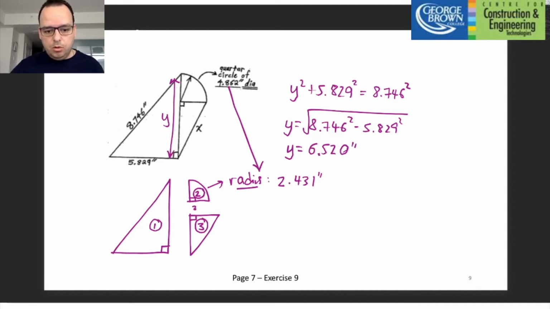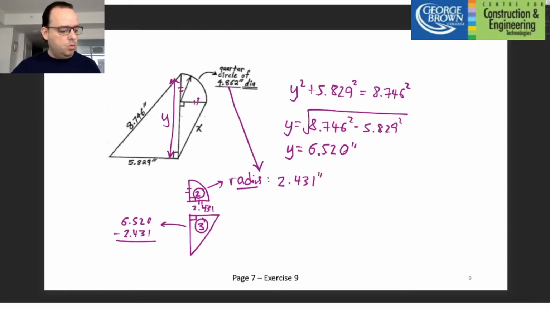Now that allows you to actually draw and calculate information on triangle number 3. So down here, this is 2.431. But this length over here is a bit more difficult. So I'm going to just remove this triangle here. This length here is going to be 6.520, which is what y is, minus 2.431, which is what the radius is, because this length here and that length there are the same. I'll tick that off right here. So when you do that, you get 4.089.